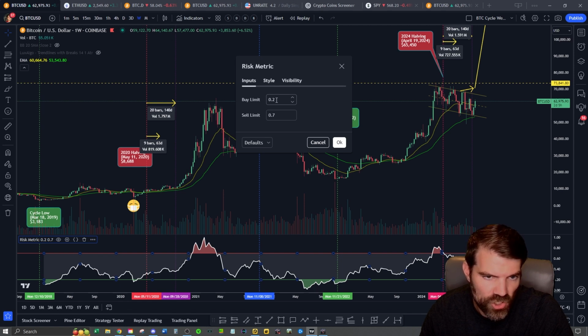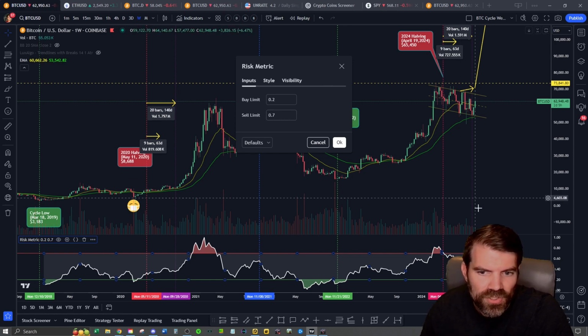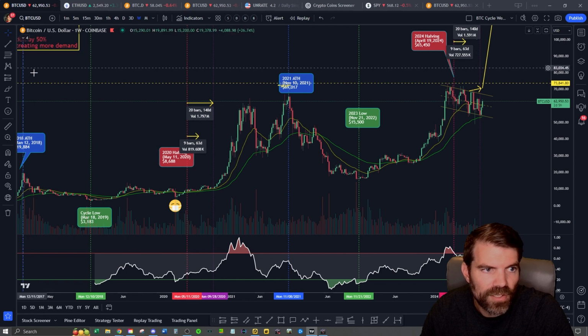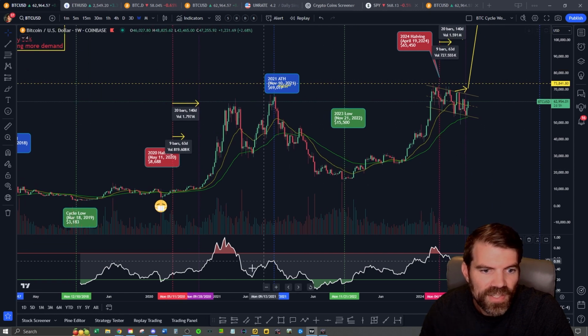So I have changed it to 0.2 and 0.7. I think it starts at like 0.4 and 0.6 or something like that, maybe 0.3, 0.6. So now if you look at the chart, this is the weekly chart of Bitcoin. You can see that it's going to tell you when it's showing this red indicator up here that, hey, we're a little bit risky.